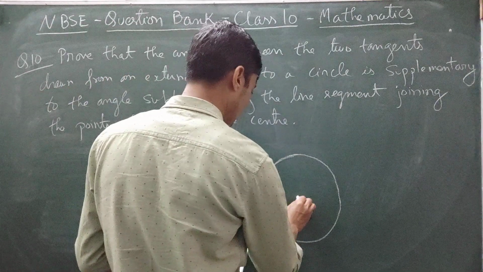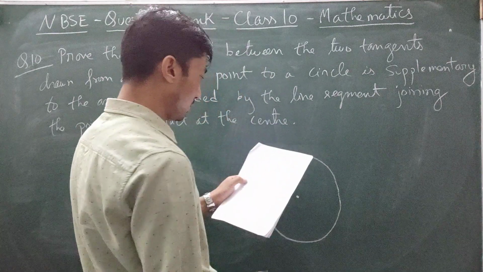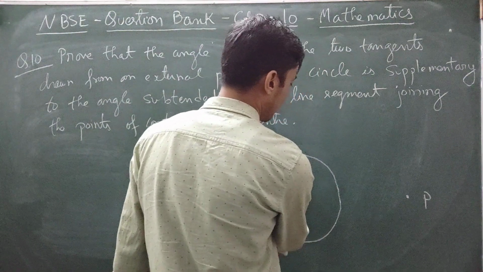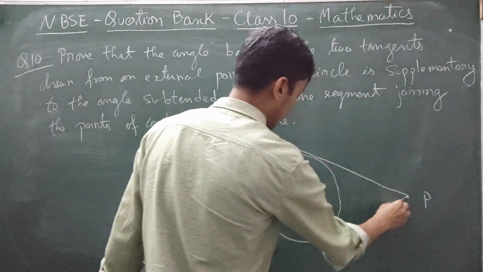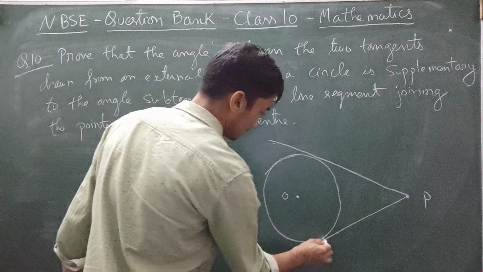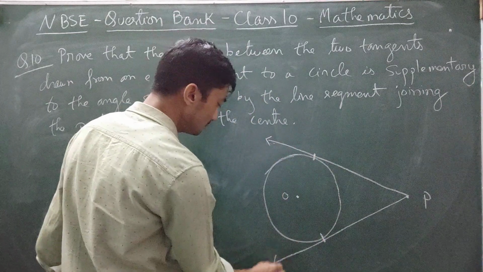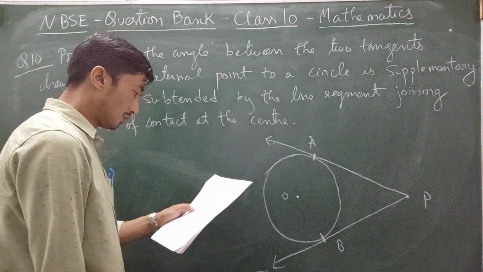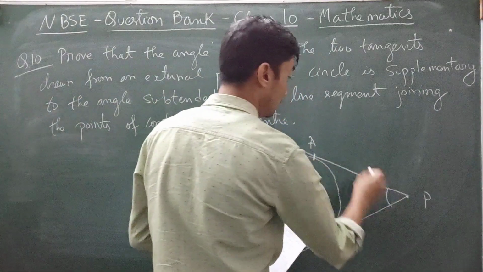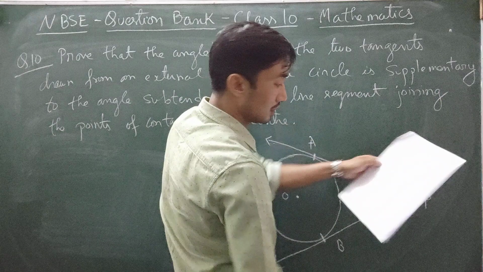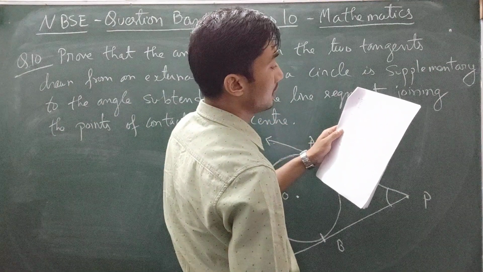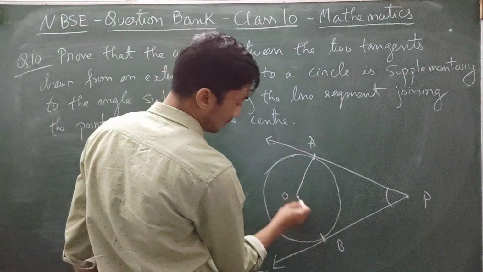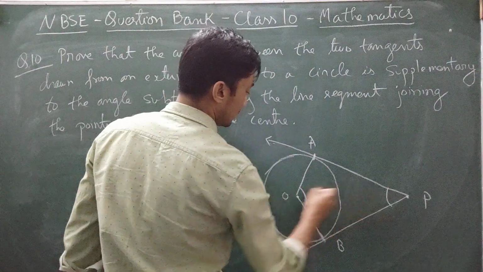Circle, center, let's say O. Prove that the angle between two tangents drawn from an external point, let's say P. From the external point we draw two tangents, with points of contact, let's say A and B. Prove that the angle between the two tangents is supplementary to the angle subtended by the line segment joining the points of contact at the center. These two angles are supplementary.